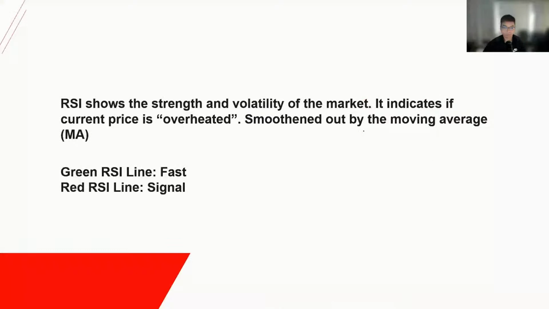RSI shows the strength and volatility of the market. It indicates if the current price is overbought or oversold. So you got to know green line is the fast, red line is the signal line. Please screenshot this down also before we continue. I'll just be going through this slide fast. We'll be going through the examples very, very soon.